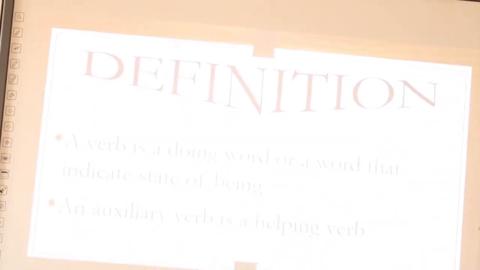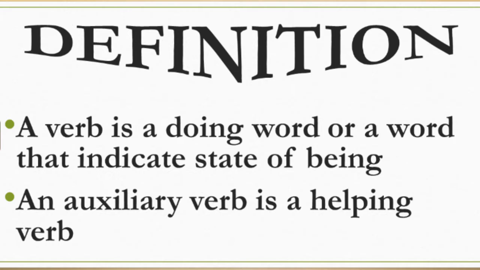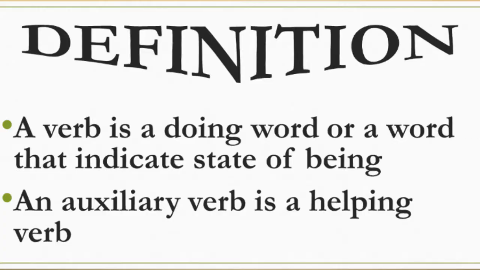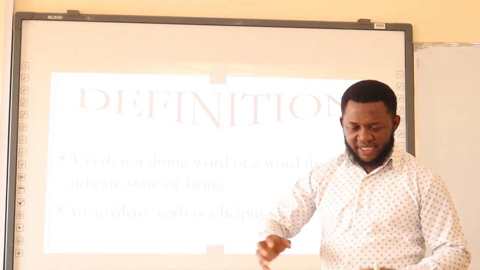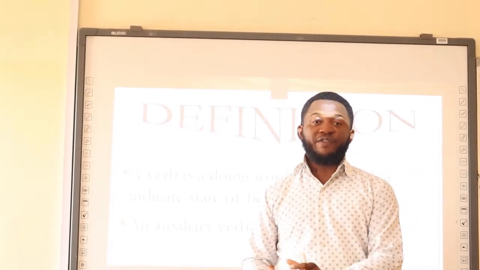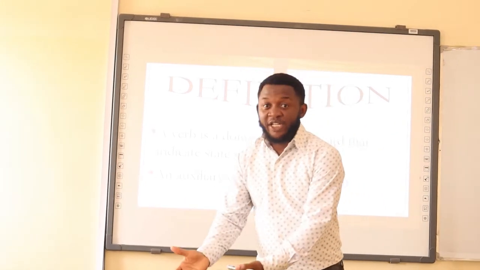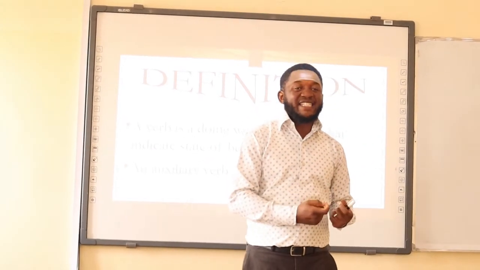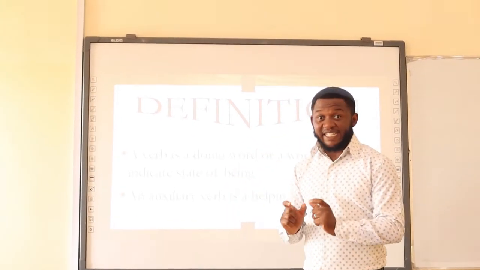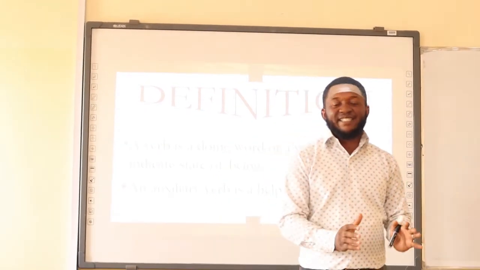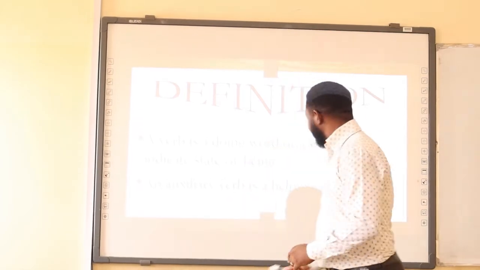Okay, let's start with the definition of a verb. A verb is a doing word or a word that indicates state of being. While an auxiliary verb is a verb that helps the verb in a sentence. So we have two things, the main verb and the auxiliary verb. The main verb does the main work, that is telling us what is going on, the action, or indicating the state of being in a sentence. While the helping verb is like the big brother that assists the little brother in the house.